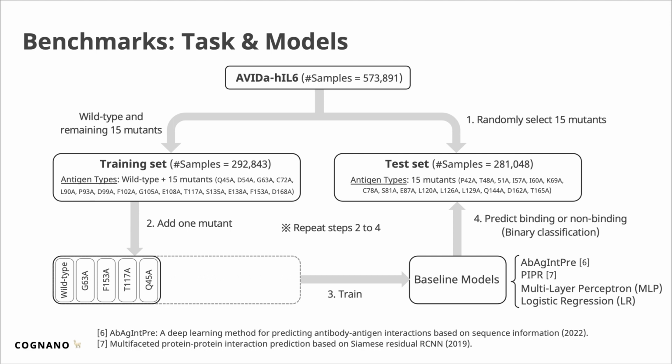Then we trained the model by using only the wild-type IL-6 protein and evaluated their performances for unknown mutants contained only in the test set. Next, we randomly select one mutant from the training set and added it to the model's training data to evaluate the model performance. By repeating this process, we track the model's predictive performance for the test set.